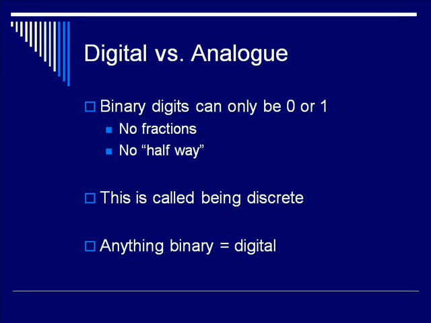Remember, binary digits can only be 0 or 1. There are no fractions. There is no halfway. They can't take on any value they want to take. This quality is called being discrete. Also recall that anything binary is digital, and anything digital is binary.